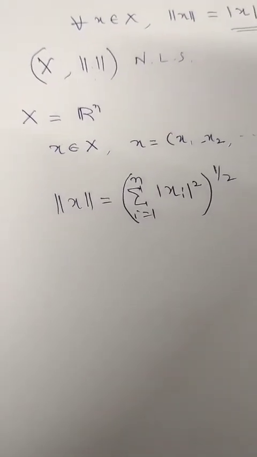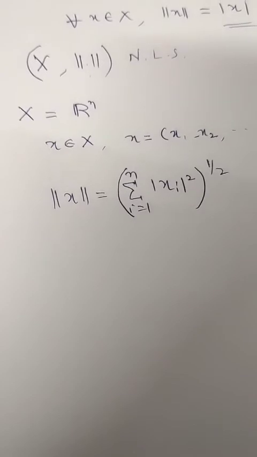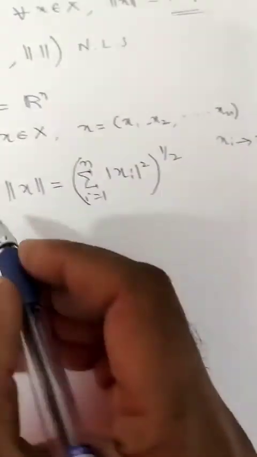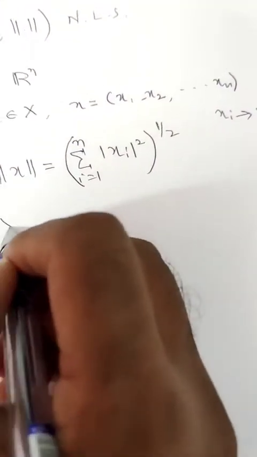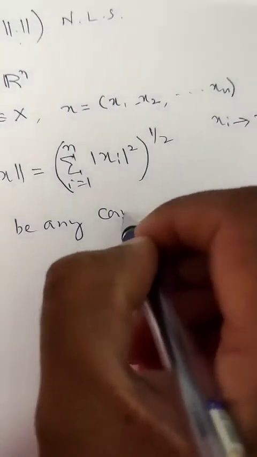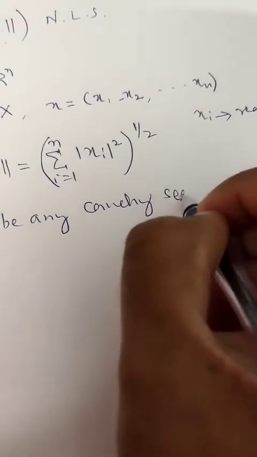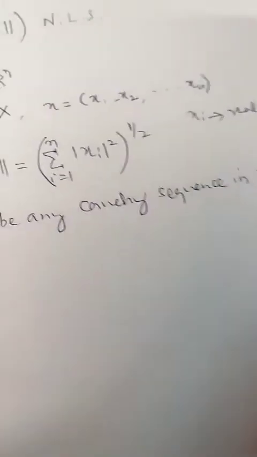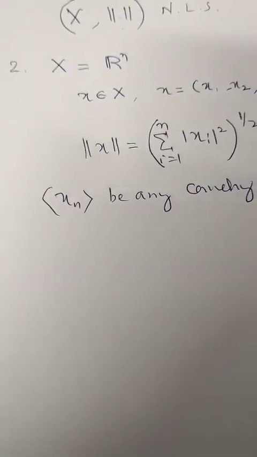Complete normed linear space means every Cauchy sequence must converge. So I'll take an arbitrary Cauchy sequence. Let xn be any Cauchy sequence in X, that is R^n.